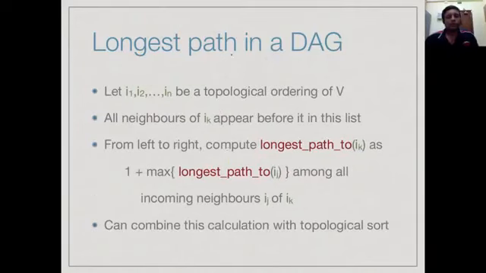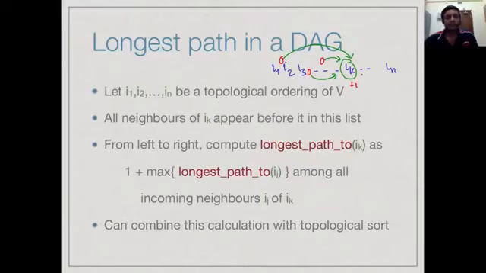So if I do it naively, then I will write out my vertices in some topological order. And now when I come to this vertex and I want to compute its longest path, I will look at all the incoming edges in my graph, and they will all be from vertices which appear before. So I can take the value here, the value here, the value here, and then take the maximum and then add one.